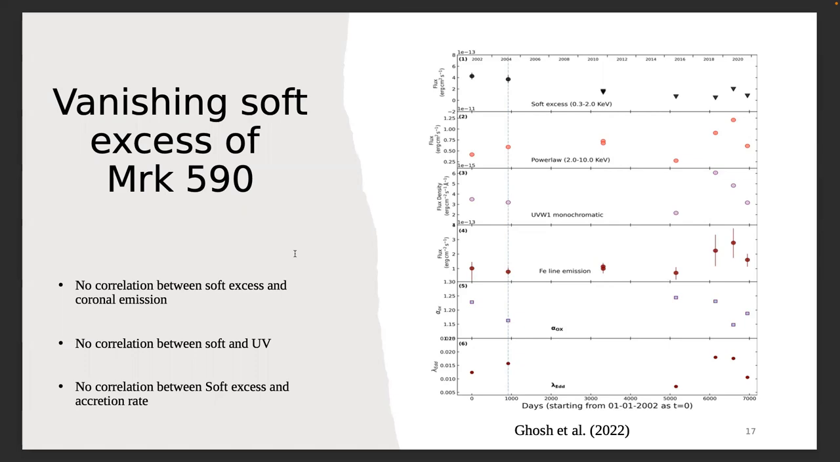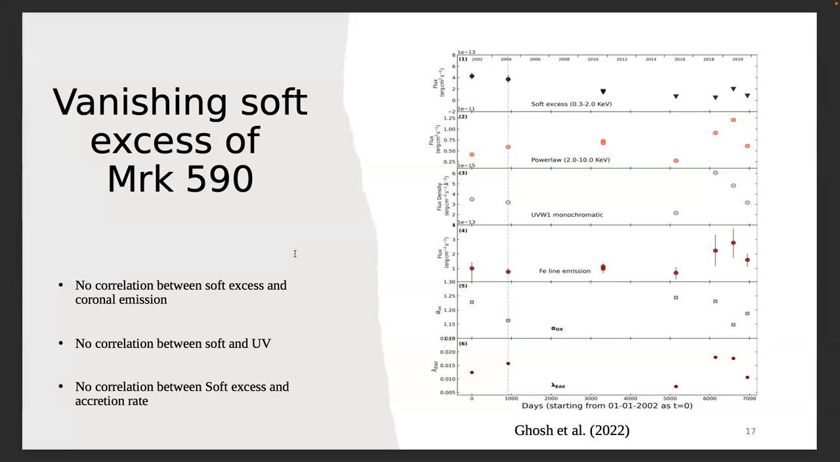The Eddington ratio you can get from simple assumptions. We have to estimate L bolometric, and for the mass we used the previously measured mass from reverberation mapping. There are errors in lambda Eddington, although it's not quite visible. We see the same amount of accretion rate in 2004 and in 2018. This is the 2018 observation. The accretion rate is of the same order, but we don't see any soft X-ray excess.